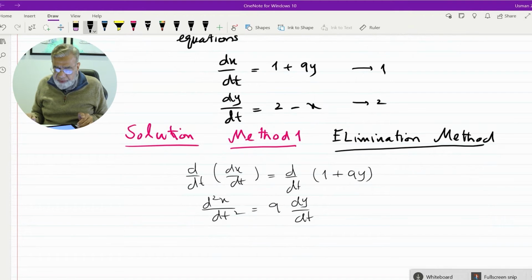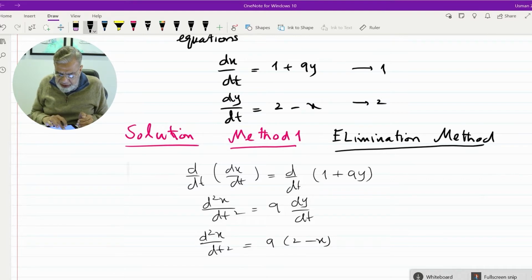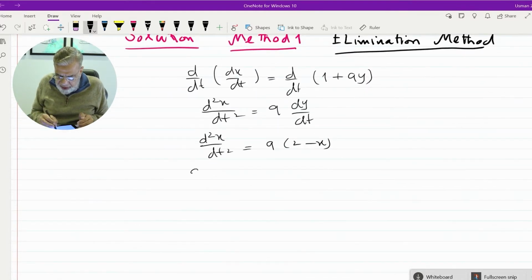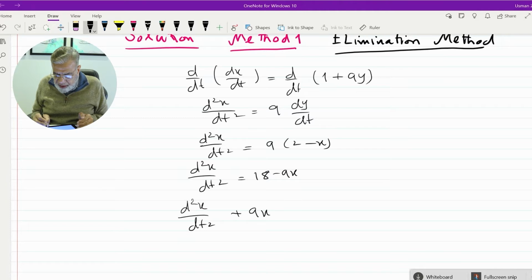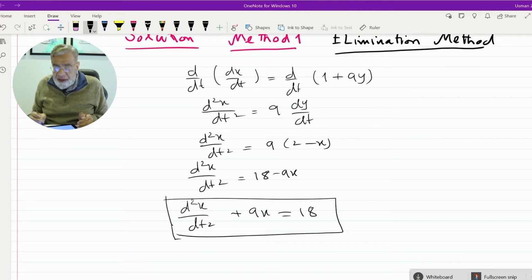Now I substitute the value of dy/dt from equation 2 in this equation. So I get d2x/dt square is equal to 9 times (2 - x). Simplifying, d2x/dt square is equal to 18 - 9x. Taking 9x to the left hand side, I get d2x/dt square + 9x = 18. This is my differential equation, a second order differential equation.